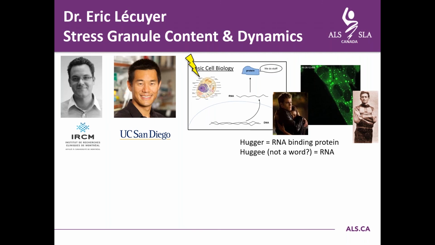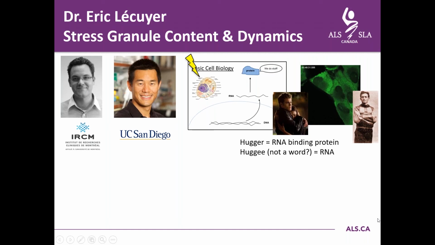Now these are supposed to break apart again, so the RNA can do its normal things and the RNA binding proteins can move around again. But in ALS, what we've learned is that there's an abnormal capacity for these to form and disassemble in the way that they're supposed to. So that's why I have the straitjacket there.